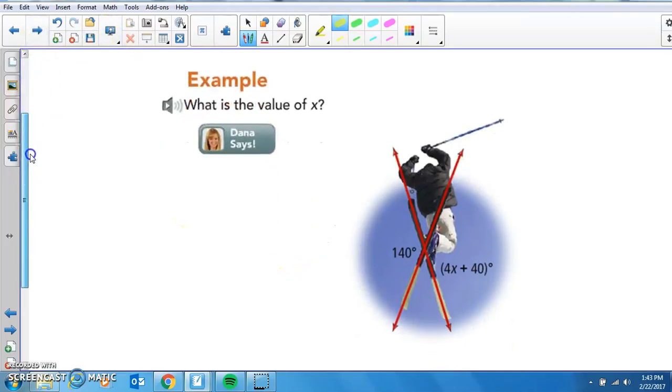All right? What is the value of x? You know these are two lines. The skis represent two lines. This angle is 140. So we want to figure out what the value of x is here. We know that these are vertical, so these two angles are equal to each other. So hopefully that'll help you out when you set up the equation there. So let me write this one down. Highlight this part.